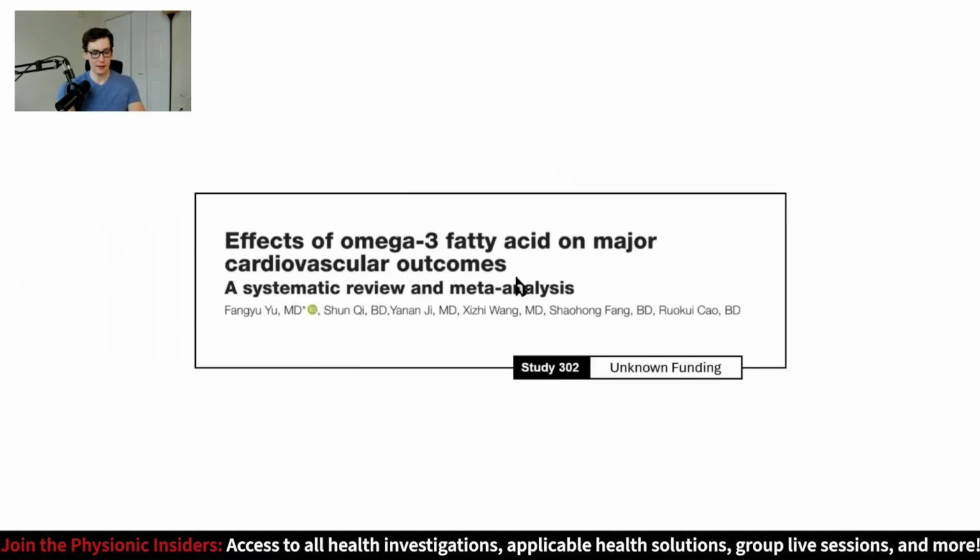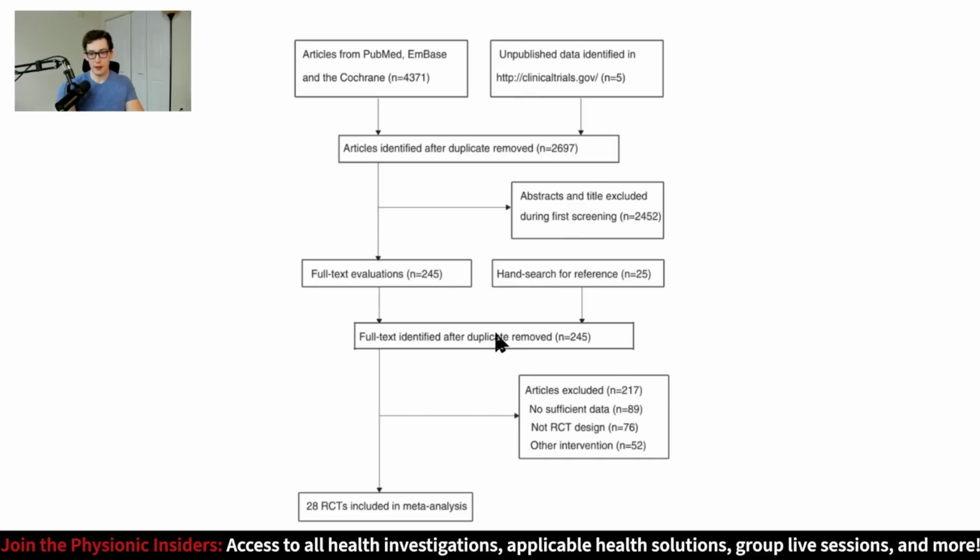Next, let's look at study 302, which I could not find the funding source on. It's not reported as far as I could tell. Okay, study 302. We're still on all-cause mortality, just to be clear. Here we've got the background on it. They included 28 randomized control trials. In the last one, I think it was 14. So we have even more data for this analysis, which is great.